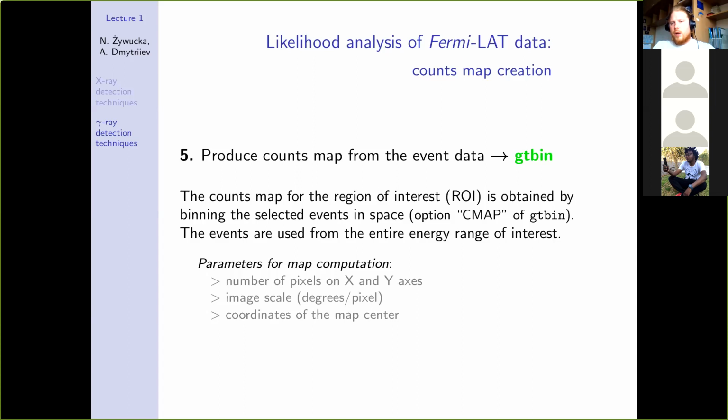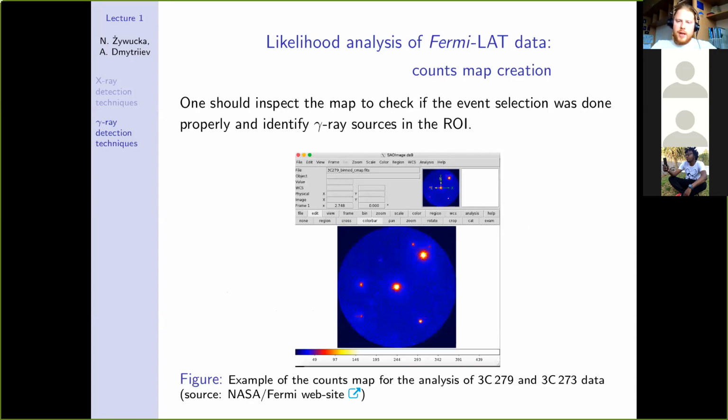If you want more pixels, you specify a different image scale, but you have to be sure that you will clearly see the details, because if you have a very small number of photons per pixel, then you won't see any details. It will be a mess and a very noisy image. And obviously the coordinates of the map center. Typically you want your source in the center, so you have to specify that.